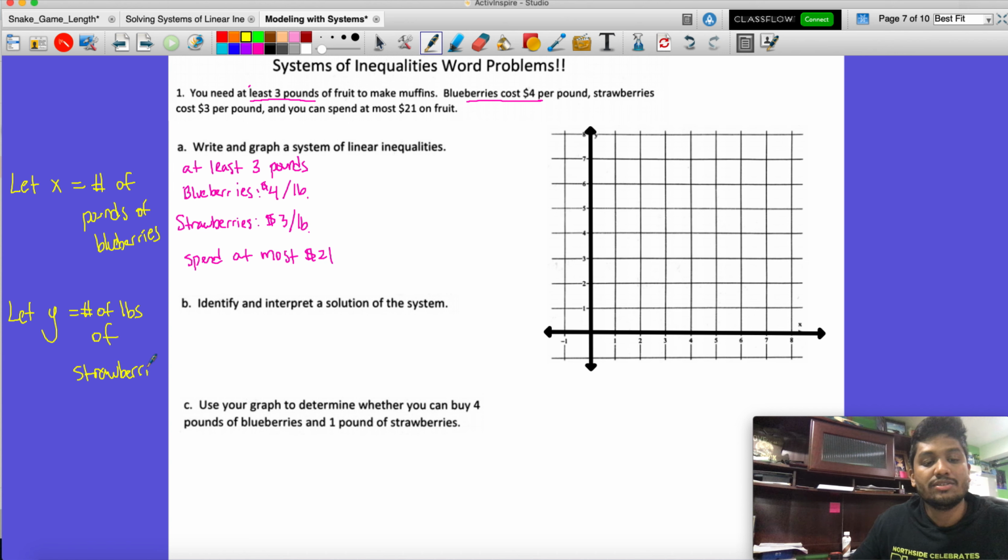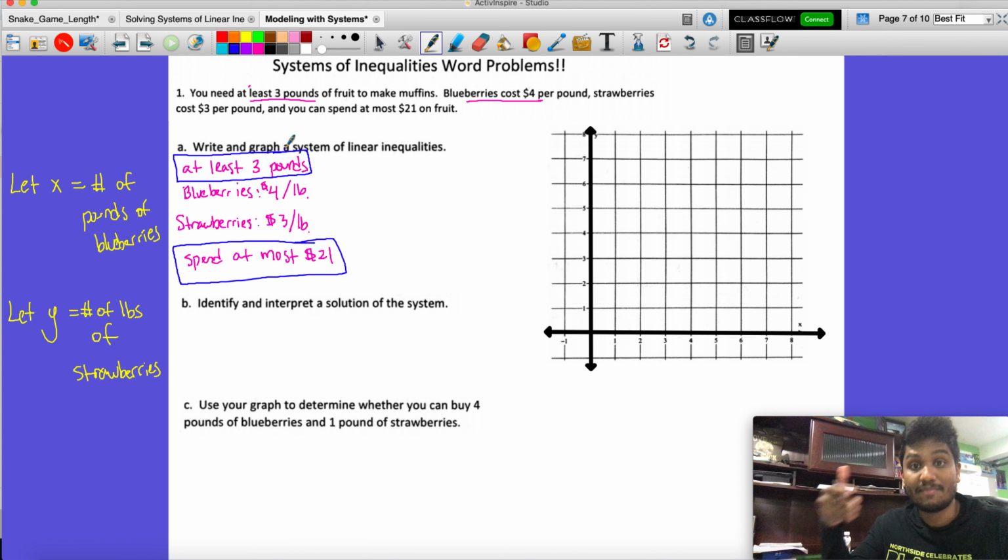Okay, so from there we can make our inequality. What are the totals that we're looking for? Totals is, let's see, I see right here at most $21. Okay, that looks good. And he needs at least 3 pounds. That's actually a total. That's the total amount of pounds that he needs to make his muffins. So I'm going to come over here and we're going to start with this amount first. Okay, I'm going to write our total here.